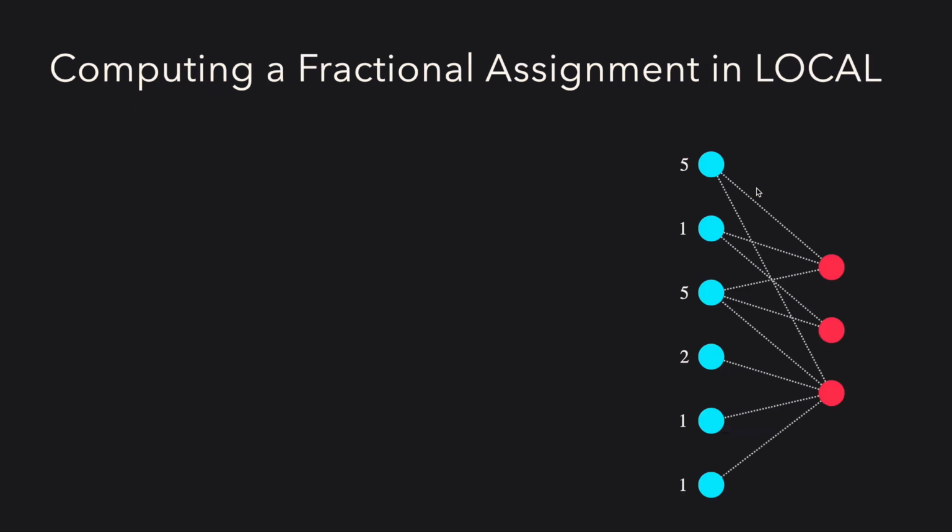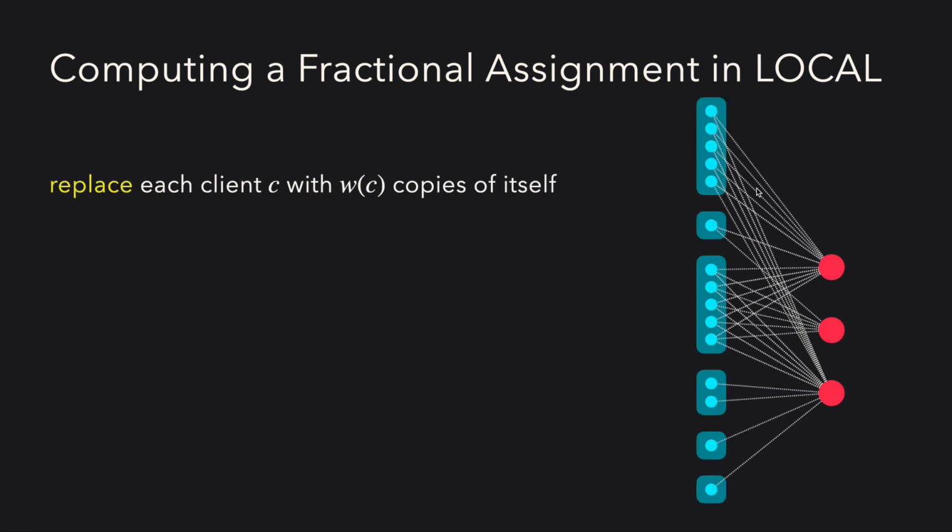Suppose we have as input the graph on the right. Notice that if we replace each client with a bunch of copies of itself, where the number of copies is given by the client's weight, then computing an unweighted assignment here gives a fractional assignment in the original graph. The only thing to check is that we can actually simulate the unweighted algorithm on this graph.